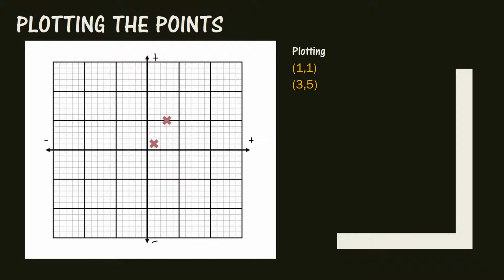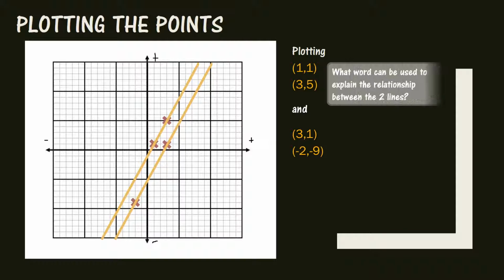We're going to draw a line, join the 2 points, something like that. And then we'll do the same for the other points. We're going to plot (3, 1), which is there, (-2, -9), which is there. And I'm going to draw the line joining those 2 points. And as you'll probably see, what word can be best used to explain the relationship between the two lines? You hopefully will come up with the idea that they are parallel. Parallel means lines that will never meet at all. So they'll go on forever and ever, a bit like train tracks.